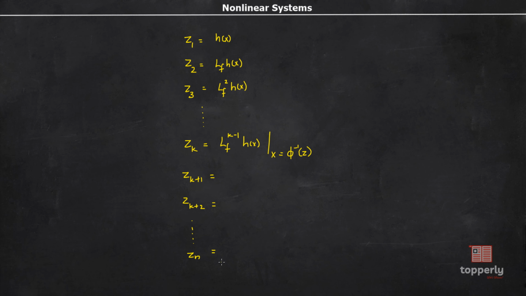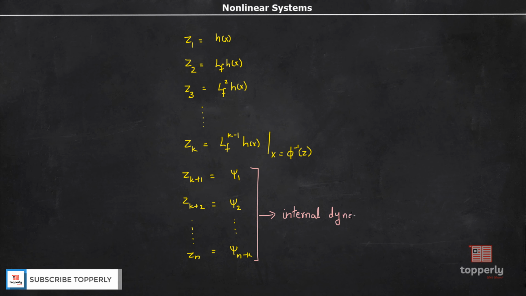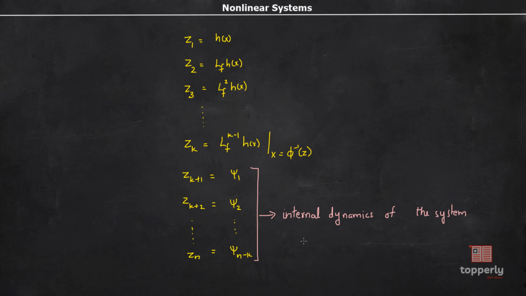Well, as far as the new coordinates are concerned, if nothing else is specified, we cannot expect any special structure for these equations. So let me write this down as psi1, psi2, etc. to psi n minus k. Now, these functions represent the internal dynamics of the system, and the internal dynamics is of the order n minus k.